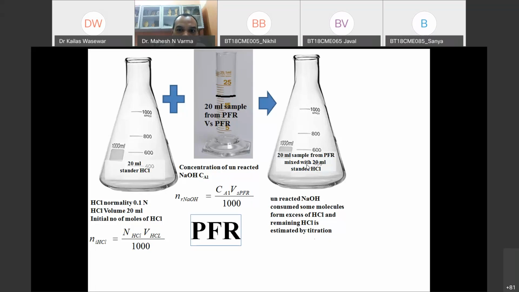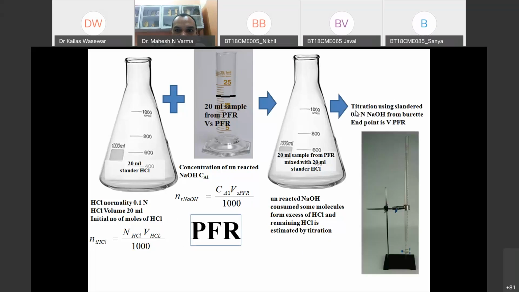To this conical flask we add phenolphthalein indicator, and it will be titrated using standard NaOH. This NaOH is different. One NaOH is given to you, whose concentration is given in the storage tank, that is the input to the reactor. This is the standard NaOH used for estimation of the concentration of HCl. So this 0.1 normal NaOH from the burette, and say the end point is VPFR.